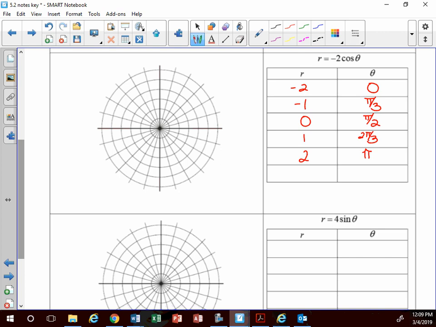What do you think is going to happen if I keep going into 4 pi over 3 and 3 pi over 2? If I keep going, am I going to see any different values really? No, they're going to get repeated. Okay. So negative 2, and then go 0 for my angle. Negative 1, go pi over 3. That's putting me into the third quadrant. 0 is going to be the pole. 1 is going to give me 2 pi over 3. 2, I'm all the way back to pi.